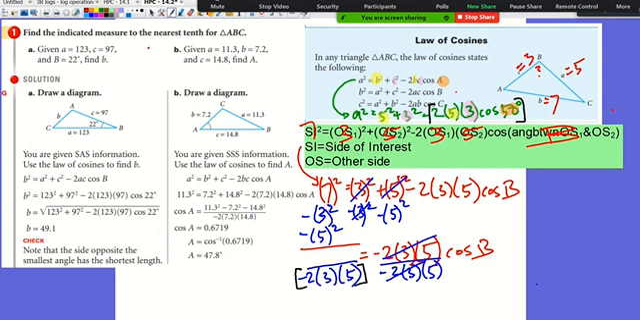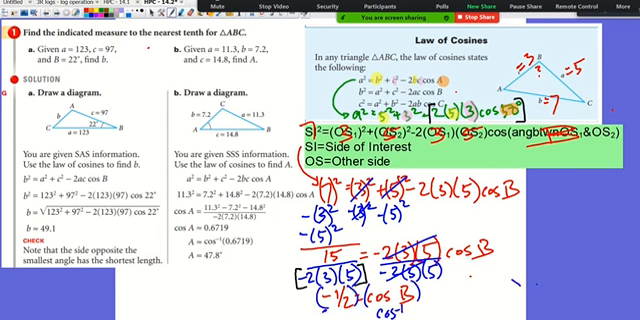49 minus 9 minus 25 is 15. And you will get, I believe, negative 1/2 equals the cosine of B. And then just do inverse cosine of both sides to get B by itself.